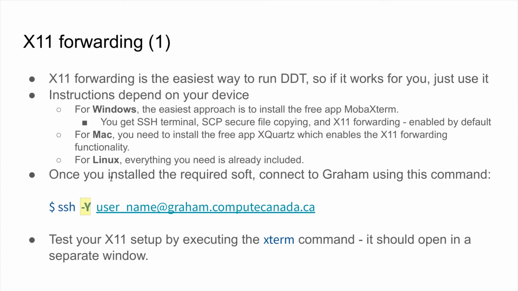I believe on MobaXterm, you don't even have to do that. It's enabled by default. But if you're on Mac or Linux, you most likely will have to do that. And then you test whether your X11 forwarding works or not. After you log into our login node, you execute one of the GUI commands like xterm, for example. If it works, it will open in a separate window. Sometimes it may be hiding, maybe it's minimized, so check your taskbar.